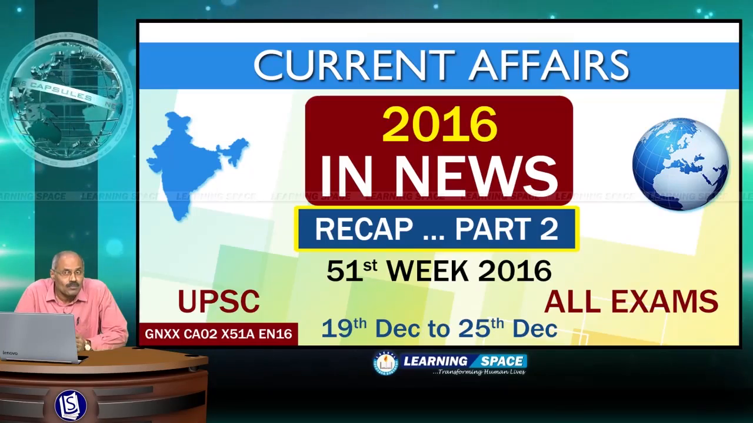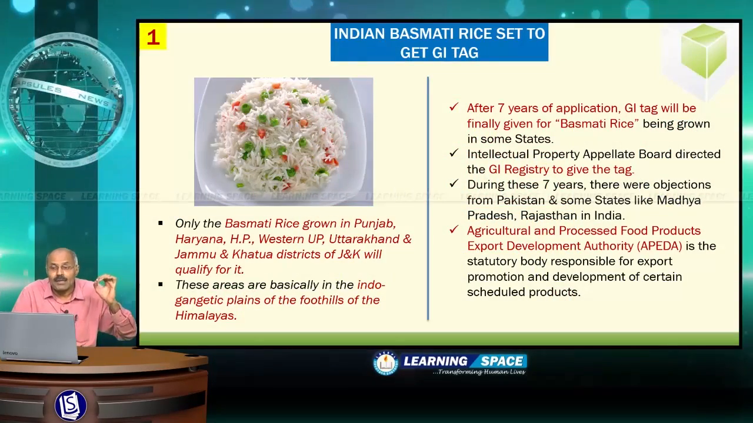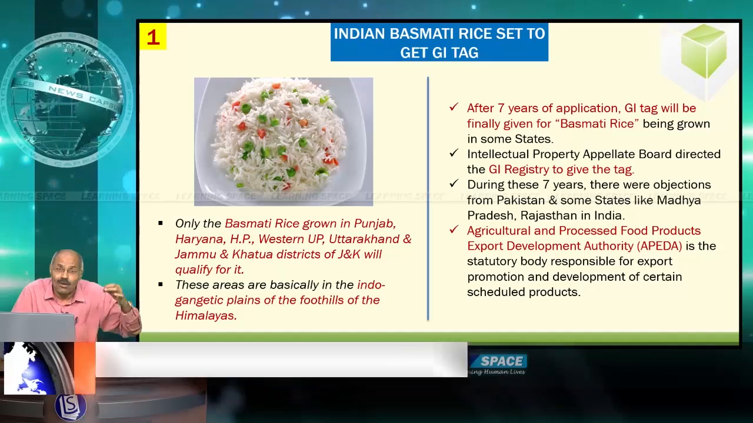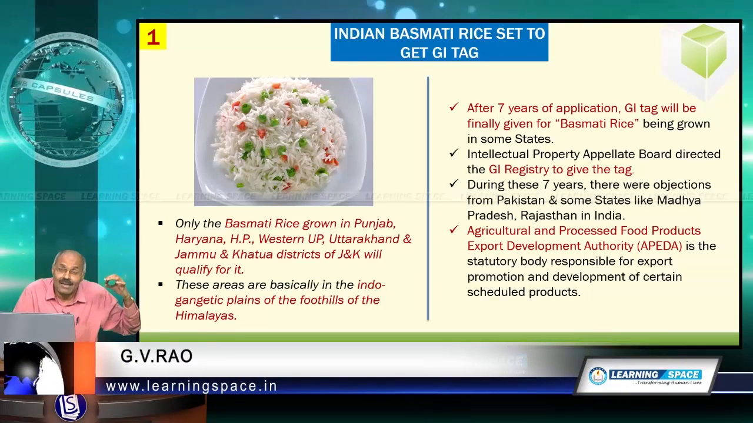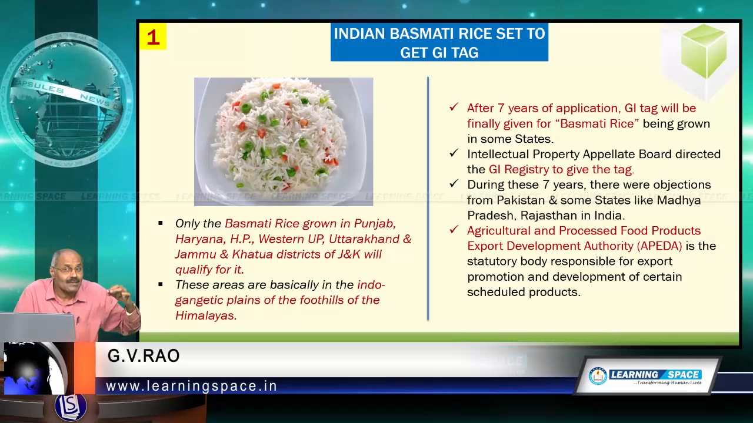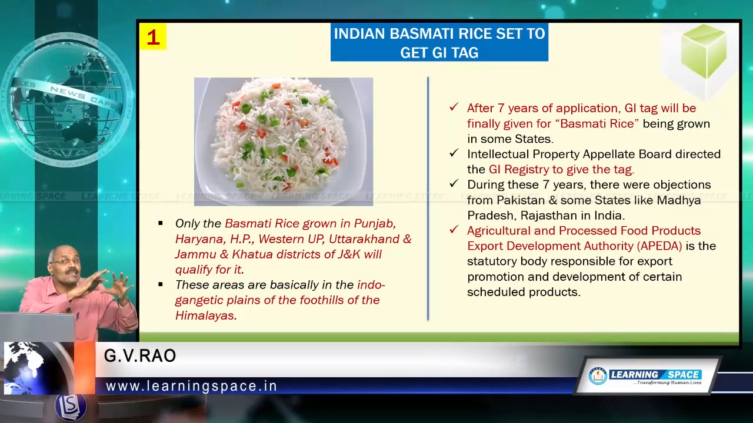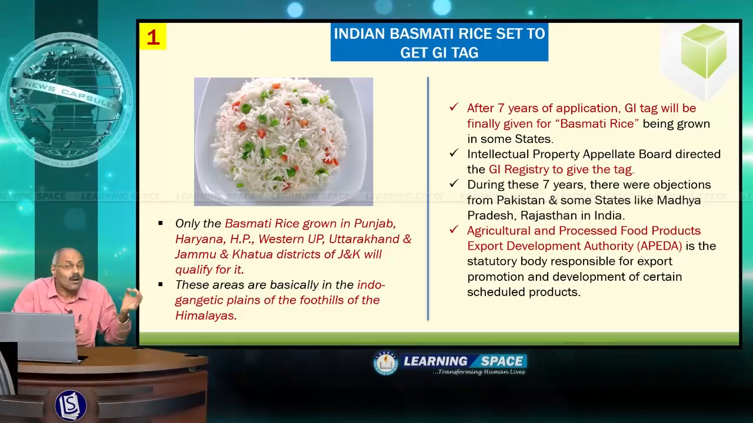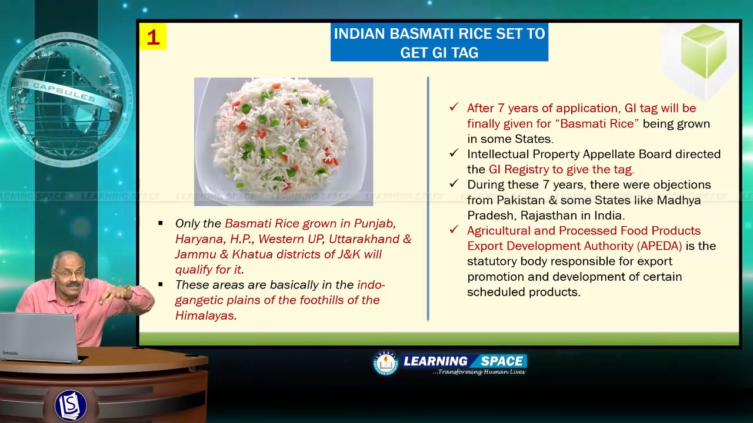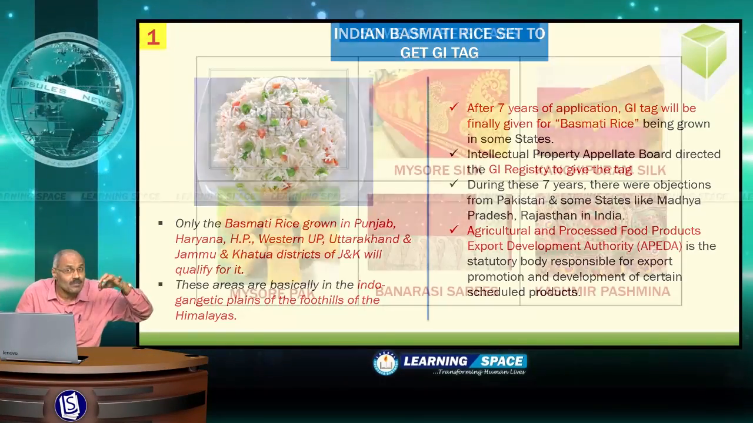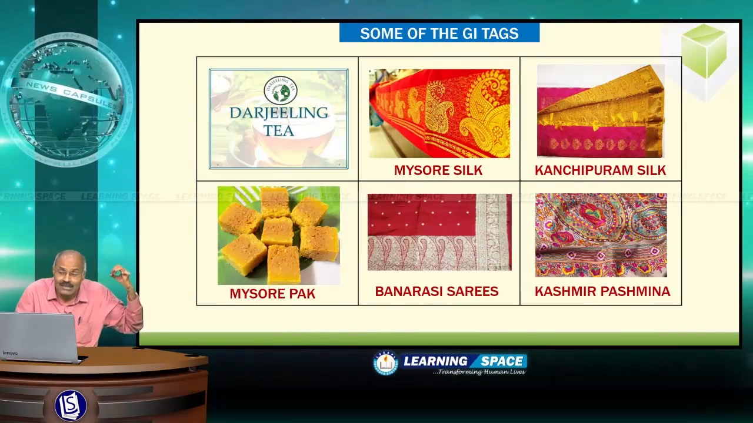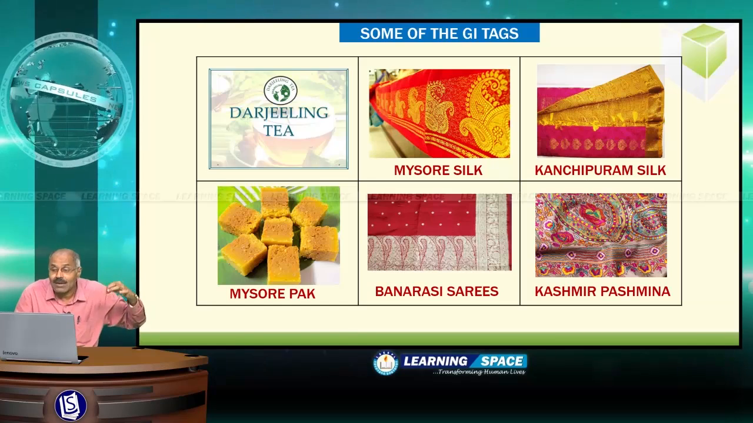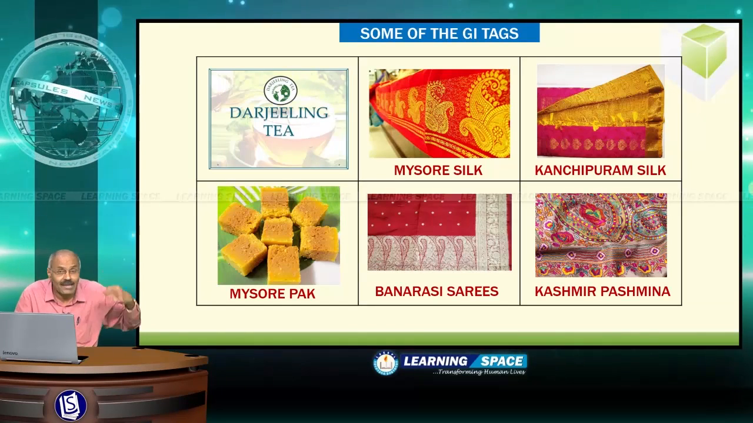This is part 2. The first one is Indian basmati rice got GI tag. GI means geographical indication, and the rice grown in certain parts of the country got this geographical indication tag. And please look into this picture. If you look at these, then it will be very clear to you. Darjeeling tea, Mysore silk, Kanchipuram silk, like that.